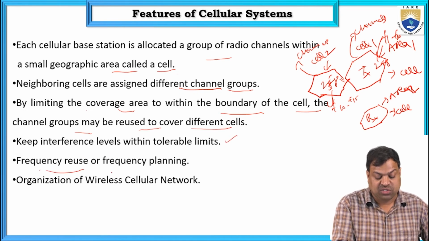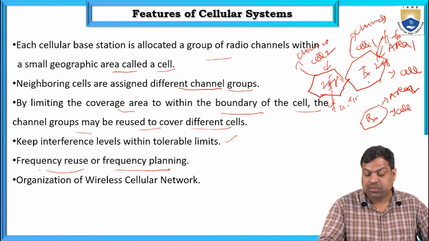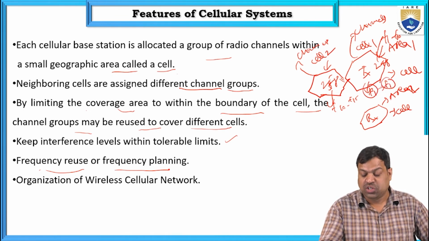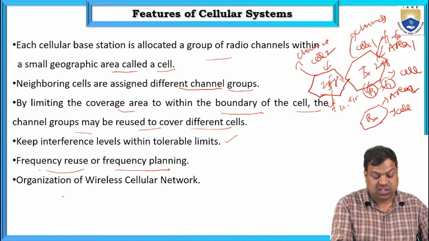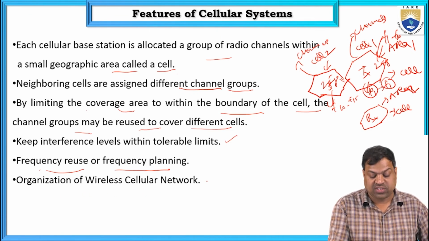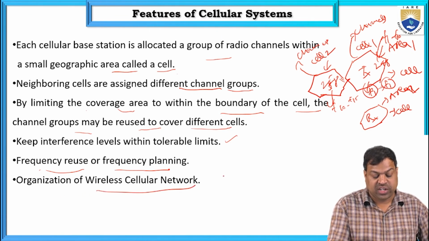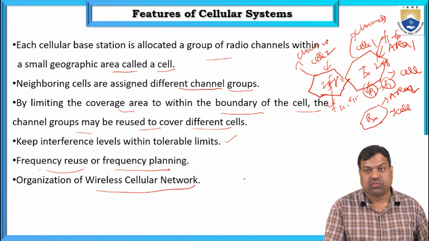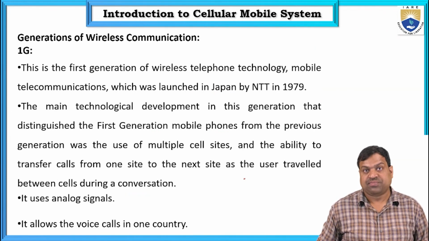That is frequency reuse, or frequency planning. Here I am taking some frequency F1. Another person is there, and I have to allocate the same frequency F1 to that one. So frequency reuse is there, in the organization of wireless cellular networks. It is the option for wireless cellular networks.